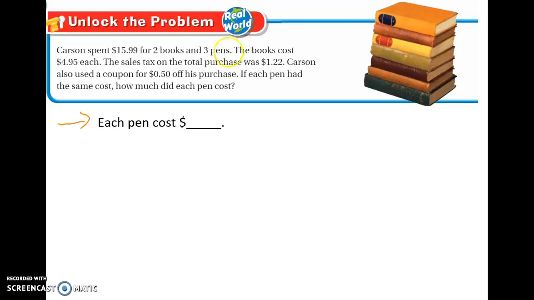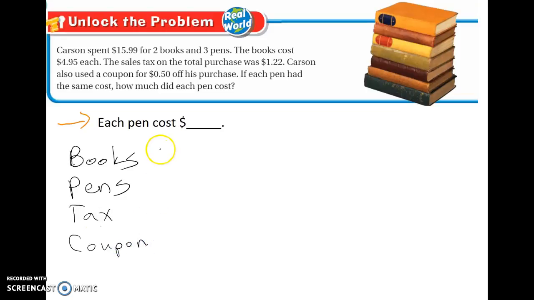So, first question with the bar model is who or what is in the problem. This problem has a bunch of different things. We've got books. We've got pens, we've got tax, and we have a coupon. So we can start filling this in now with the proper boxes.